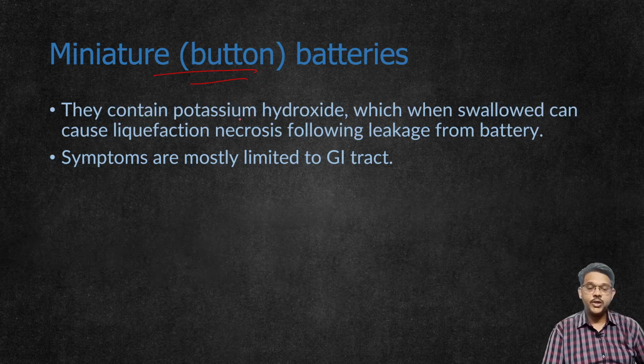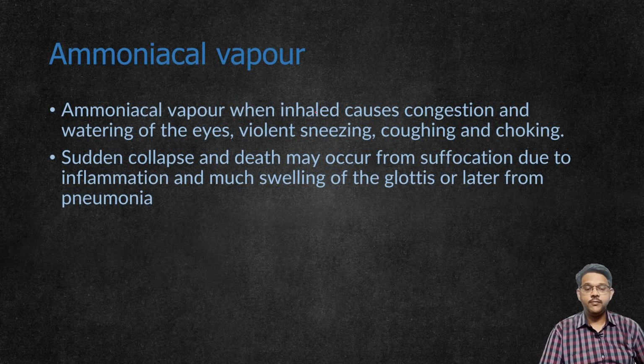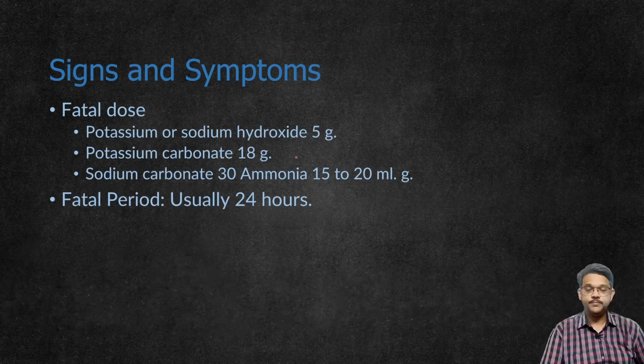They consist of potassium hydroxide, which when swallowed can cause liquefaction necrosis following leakage from the battery. Symptoms are mostly limited to the GI tract. Ammonia vapors, when inhaled, cause congestion, watering of eyes, violent sneezing, coughing, and choking. Sudden collapse and death may occur from suffocation due to inflammation. Much swelling of the lower airways can later lead to pneumonia.